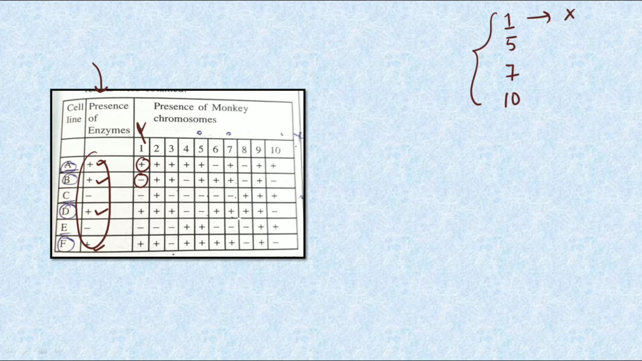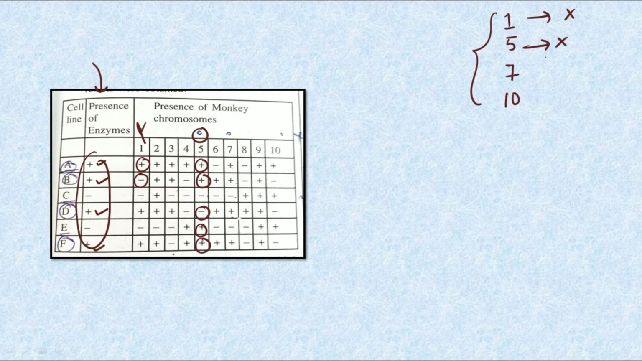Let us analyze chromosome number 5. Chromosome number 5 has cell line A, cell line B. It also has cell line E and cell line F, but it does not have cell line D. Chromosome number 5 is also not the answer.